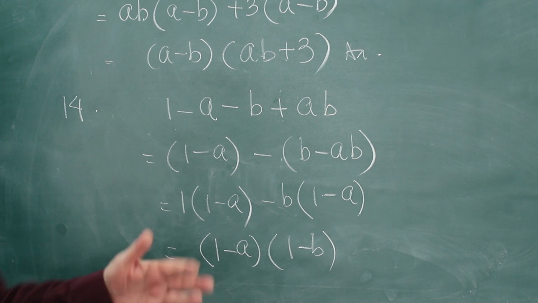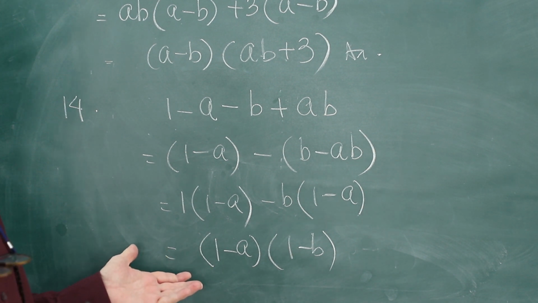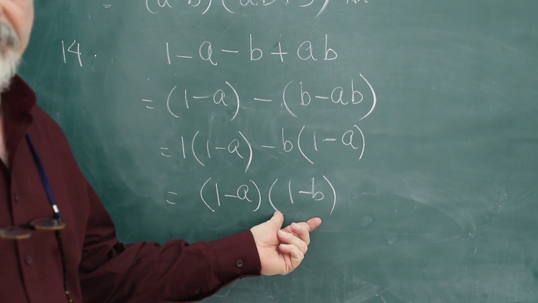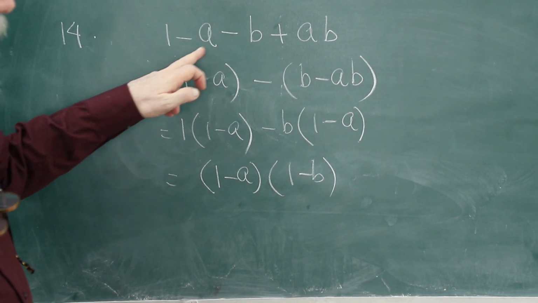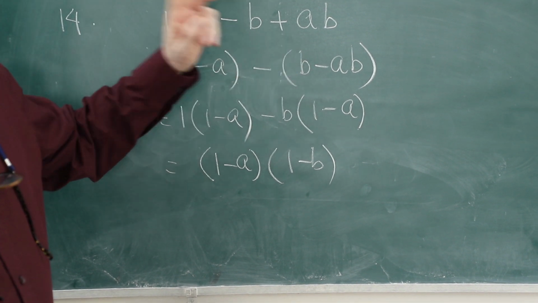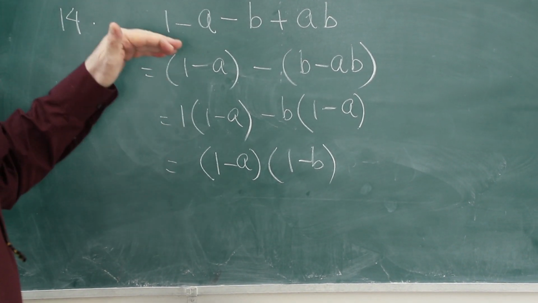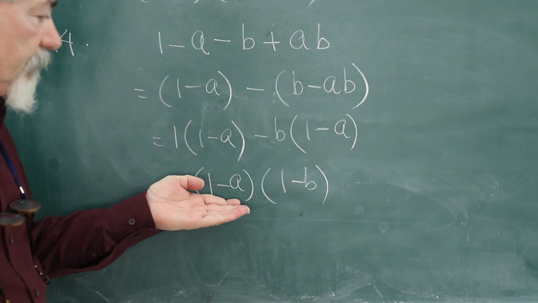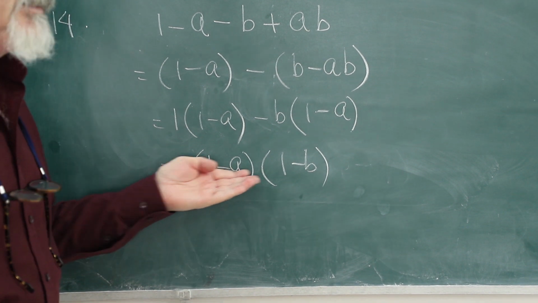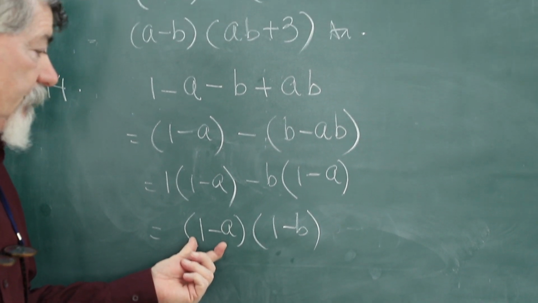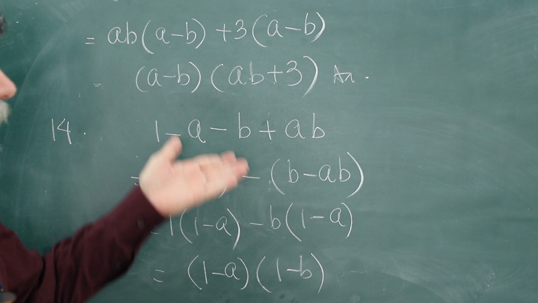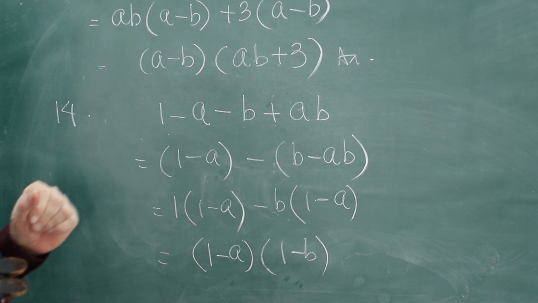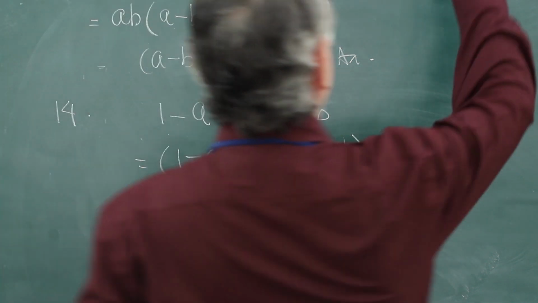And please remember, if I start the process in reverse, that if I multiply 1 minus a into 1 minus b, I will get 1 minus a minus b plus ab. I told you in the beginning that factorization is the reverse process of multiplication. So if I multiply these two factors, 1 minus a and 1 minus b, I will get the original mathematical expression. For example, let us see question number 15.